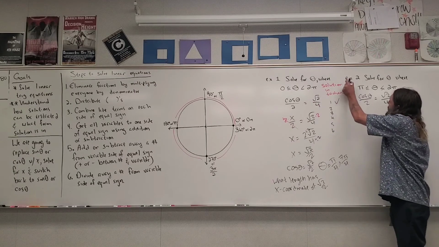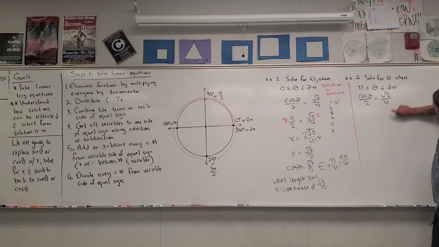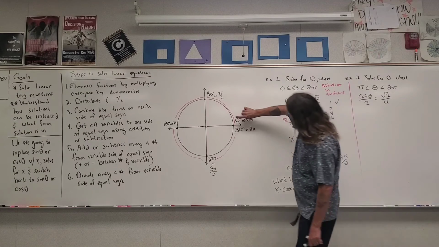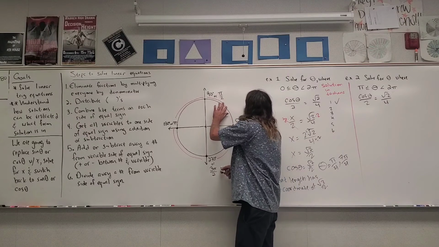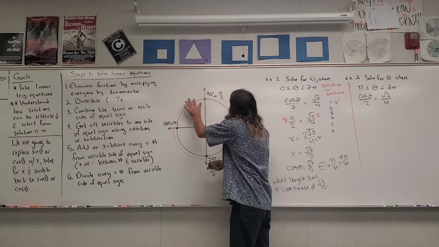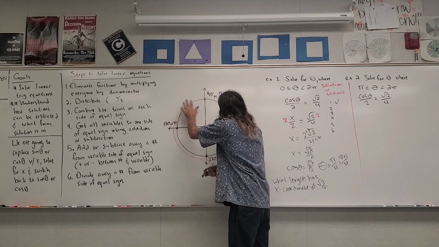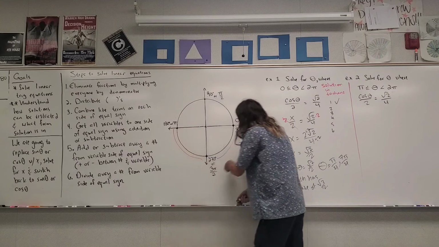Now again, I have the same equation, but this time I have a different domain, or a different restriction, sorry. And I'm allowed to go from pi to 2 pi. So I'm going to erase this until I get to pi. I'm not allowed to be here. So I'm allowed to go from pi to 2 pi.